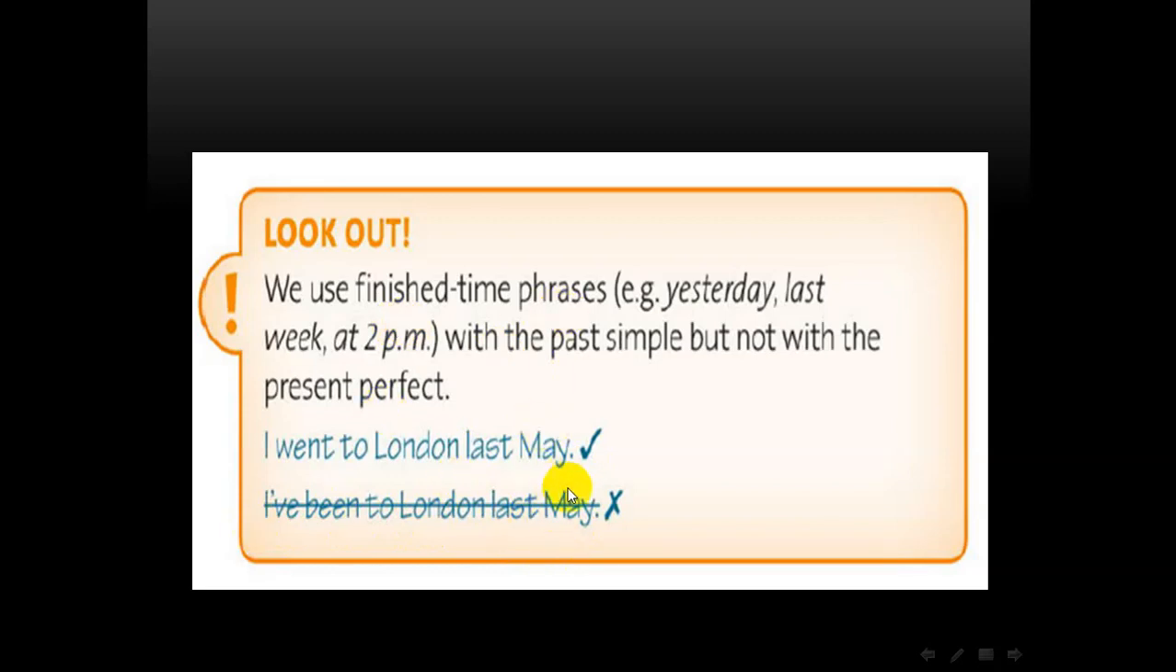ما الفرق في المعنى يا معلمة؟ قد تسألونني. الفرق لا يوجد فرق، فقط هنا الفرق في النية. هنا أنا أتحدث عن تجربة قمت بها ولا أريد أن أعطيكم تفاصيل، أما هنا أريد أن أعطيكم تفاصيل متى انتهى هذا الفعل تحديدا أو متى قمت به تحديدا. I went to London last May. فقط هذا الفرق. إذا أردت أن أحدد زمن معين فأني سألتزم بالماضي البسيط. إذا لم أرد تحديد زمن معين فأنني لن ألتزم بالماضي البسيط وسأتحدث عن التجربة من خلال استخدام الحاضر التام.